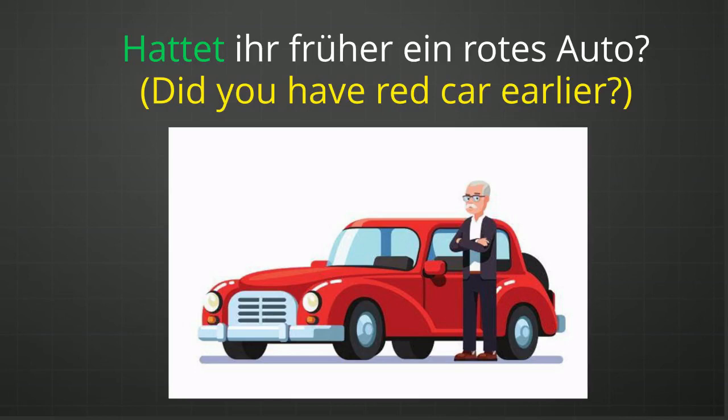Hattet ihr früher ein rotes Auto? Here we are writing question, so first position will be a verb. Here, hattet is verb used, which is conjugated form of verb haben in Präteritum form, as we are using ihr subject in the sentence.